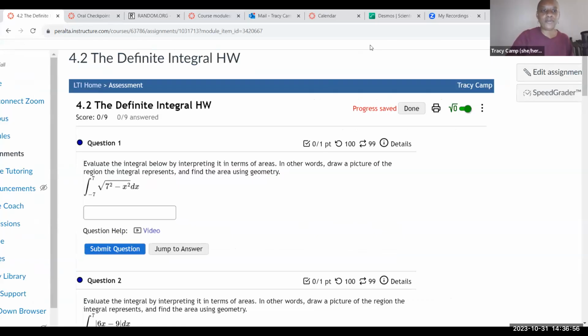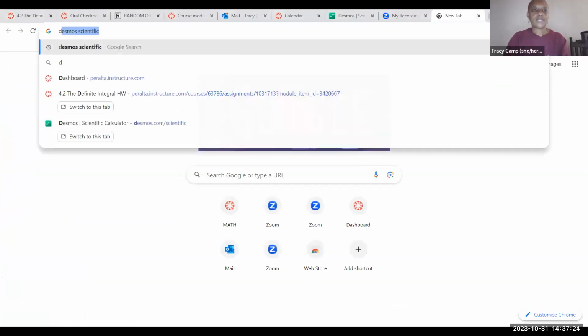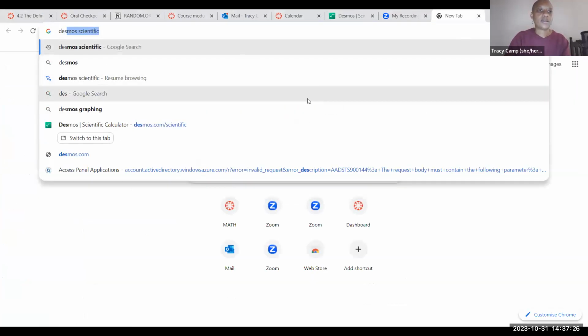So problem number 1 is asking us to evaluate the integral below by interpreting it in terms of areas. They ask us to draw a picture of the region. Don't draw a picture, just use Desmos. The main thing I want you to use this homework for is to understand what this is asking you, what it means, what it represents. So I'm just going to go to the Desmos graphing calculator. Let's see.